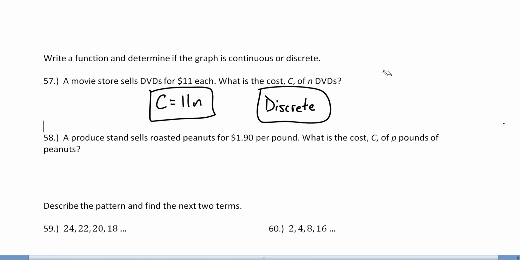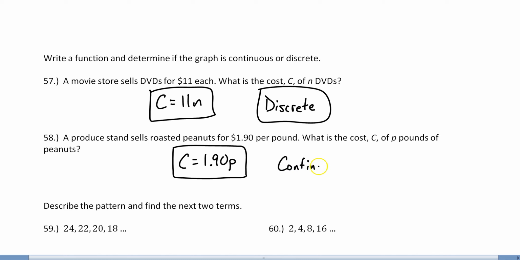The next one, when we look at this, a produce stand sells roasted peanuts for $1.90 per pound. What is the cost C of P pounds of peanuts? And so just like setting up the last equation, the cost equals $1.90 per pound of peanuts, so P. And the question is, do I have to buy individual pounds of peanuts, or could I buy half a pound of peanuts? And the answer is typically, yeah, I can buy half a pound of peanuts. Essentially, you scoop these things out, so I could have half a pound of peanuts. So we're going to say this is continuous. I not only have the exact values of pounds, but I also have values that are in between.